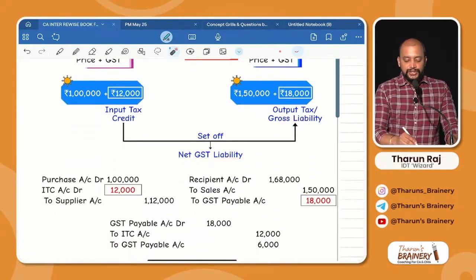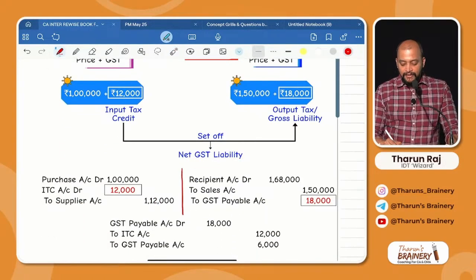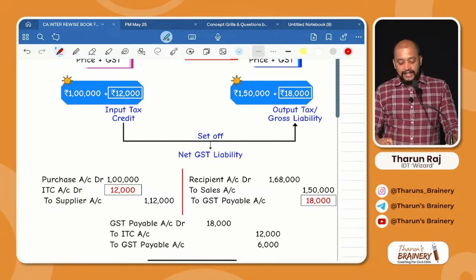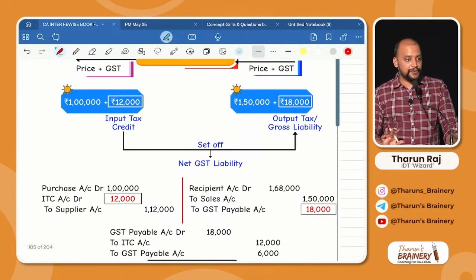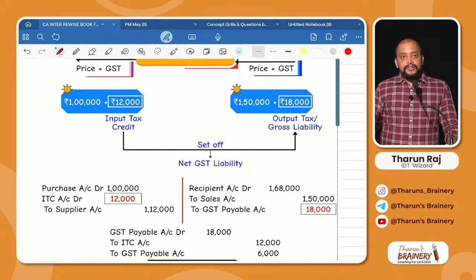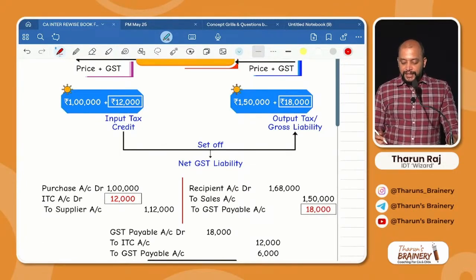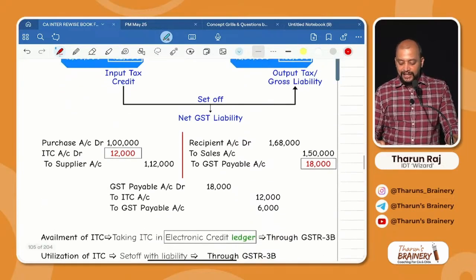So there are three journal entries in relation to this. First, for purchases, it is purchase account debit 1 lakh, ITC account debit 12,000, to supplier account 1,12,000. Then for the sales entry, recipient account debit 1,68,000 to sales 1,50,000 to GST payable 18,000.